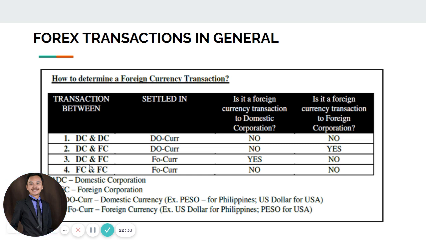Okay. Now, second case, the parties involved are a domestic corporation and a foreign corporation. Okay, here there is now an involvement of a foreign corporation. A foreign corporation is a corporation that originated abroad or is following corporate laws of its country of origin. But what if they are settling their transaction in our domestic currency? In this case, for example, we are the domestic corporation. If the foreign corporation will be paying us in domestic currency, in the Philippines our domestic currency is the peso.